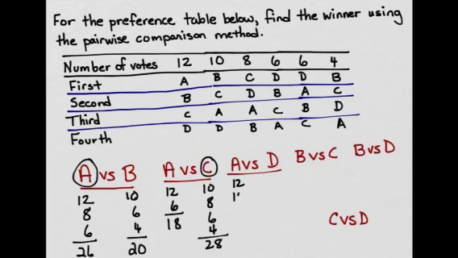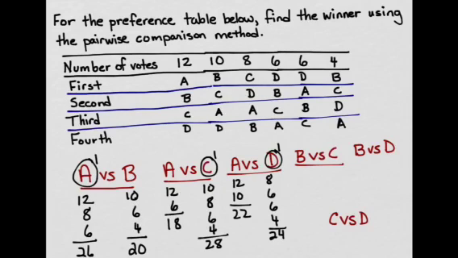A gets the next 10. The next 8 go to D, because D is in second, A is in third. And then D gets 6, and then another 6, and the last 4. Okay, so this is 22 versus 24. Okay, so that was pretty close. D wins that matchup. So at this point, A has 1 point, C has 1 point, D has 1 point. Let's see what happens next.